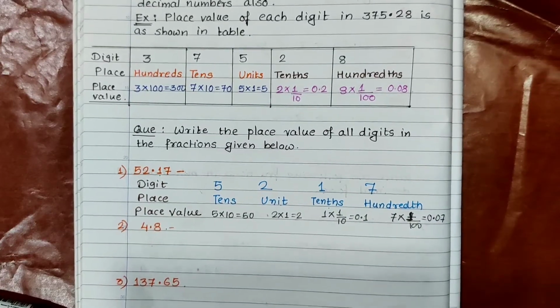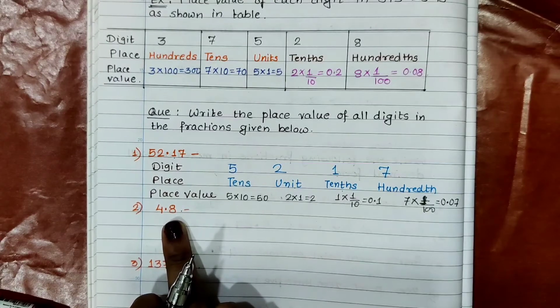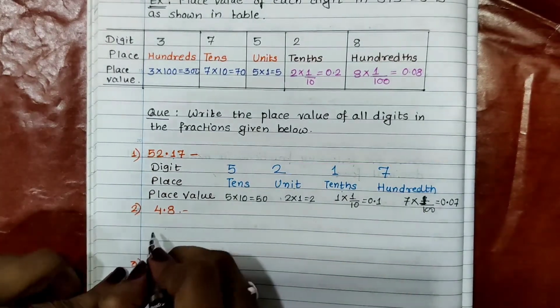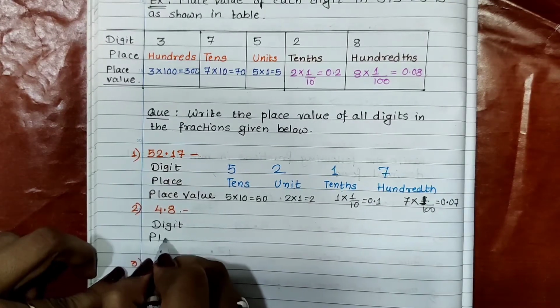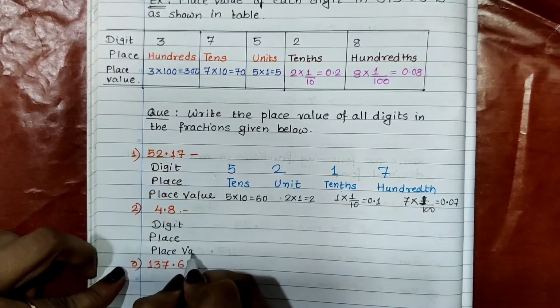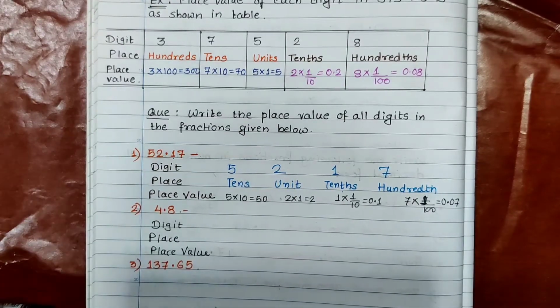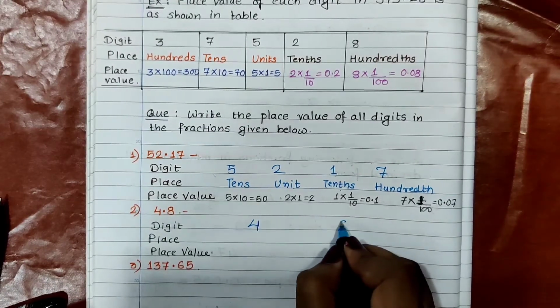So let us go on to the next number. We will be writing digit, place and place value. Digits are 4 and 8. Only 2 digits are there.